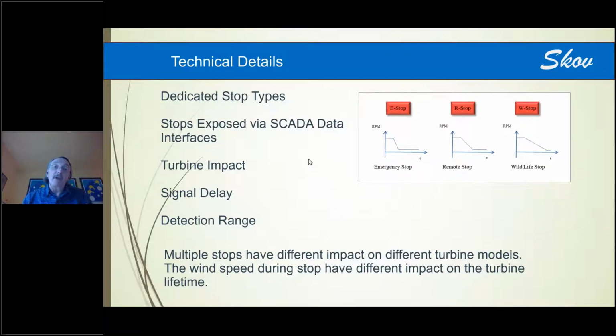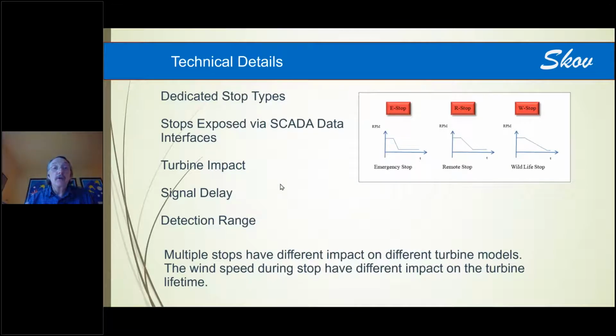And how often the stop is issued, of course, is important for the mechanical structure of the turbine. If it's stopped very frequently at low wind speed, it may have a different impact than if it's stopped frequently at a high wind speed.